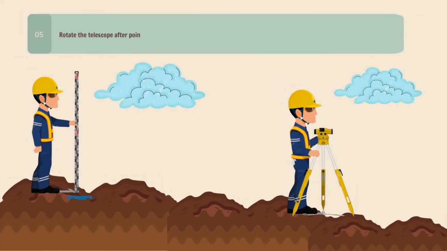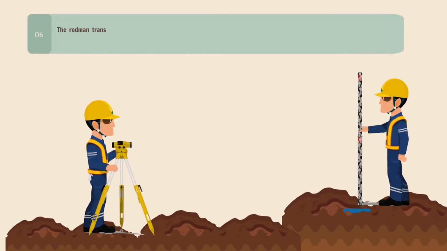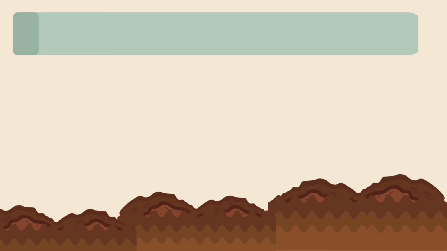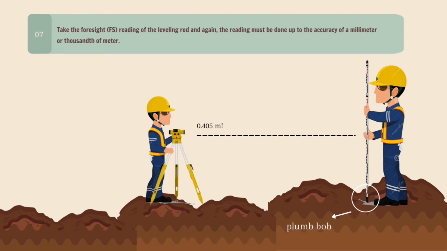Rotate the telescope after point B is in sight. The rodman transfers the leveling rod to station B and must hold it with a plumb bob alongside to maintain the verticality of the rod. Take the foresight reading of the leveling rod and again, the reading must be done up to the accuracy of a millimeter or 1,000th of a meter.